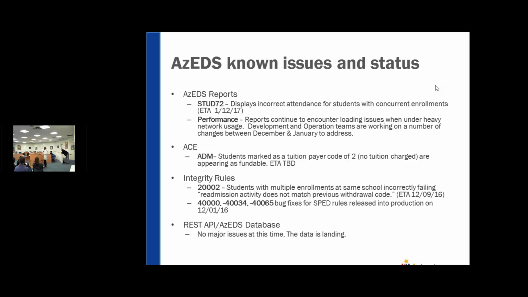So our current list right now, we have an issue with our STED 72 report that will be coming in mid-January. There is an issue with the incorrect display of attendance for students on that particular report, specifically for students with concurrent enrollment. And I know that all of you have experienced issues, most likely, with our reporting. When you go into the AZED's dashboard, into reports, we have been struggling with some performance issues.